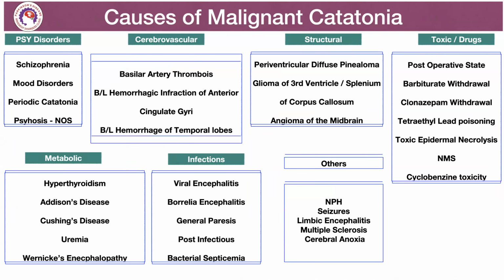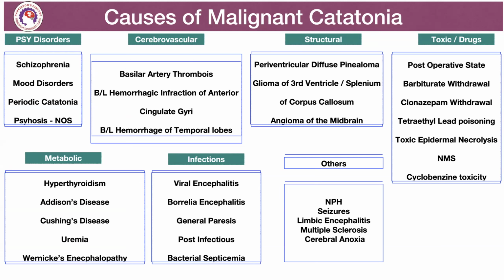Catatonia can occur due to various causes in addition to pre-existing psychiatric disorders such as schizophrenia, mood disorders, or periodic catatonia. It can be seen in cerebrovascular events (CVA), or structural disorders such as periventricular diffuse pinealoma, glioma of the third ventricle, angioma of the midbrain, or drugs and toxic states such as postoperative state, barbiturate withdrawal, clonazepam withdrawal, tetraethyl lead poisoning, toxic epidermal necrolysis are some of the examples to talk about, along with infections and metabolic causes.